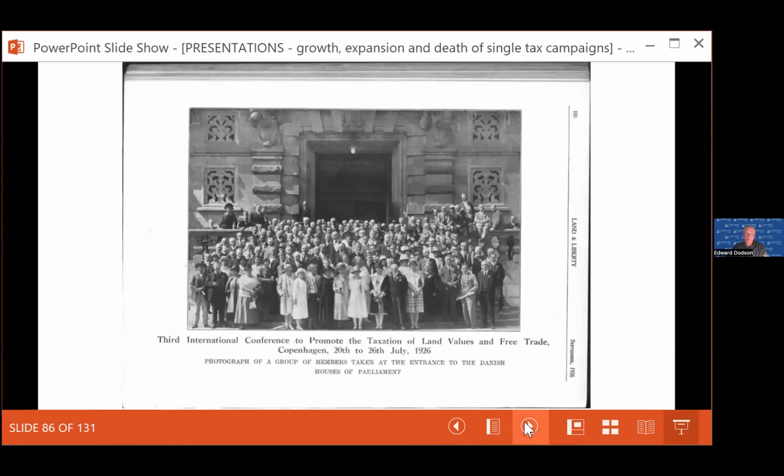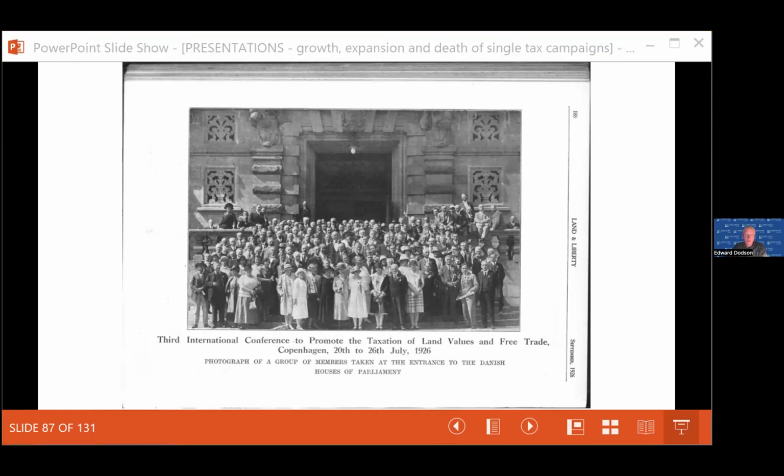In 1926, they sent a delegation to the International Single Tax Conference in Copenhagen, Denmark. And that was hosted by the Henry George Association of Denmark. So there's a photograph of those who attended, who came all the way from all across the world, to join together to fight for the single tax.